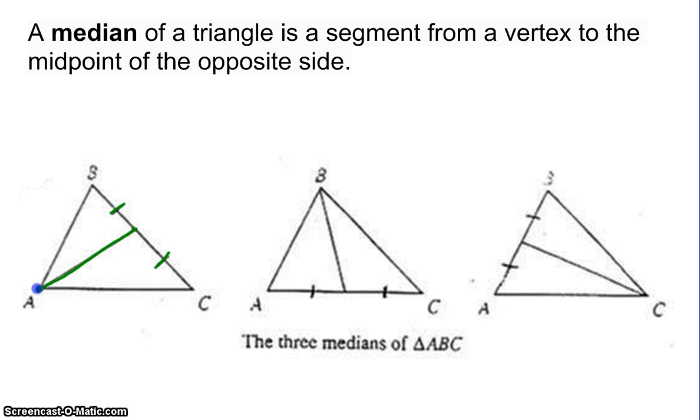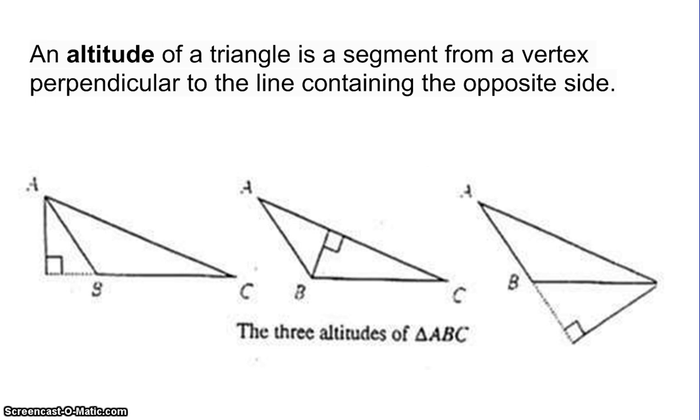And there are three separate medians because we could draw it from vertex A. We could also draw it from vertex B down to the midpoint, dividing it into two congruent segments. And we also have a median from vertex C. So there are three medians within each triangle.